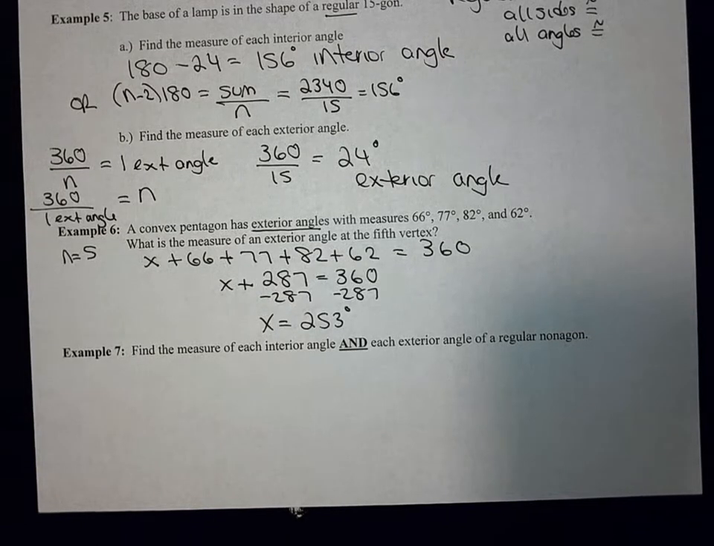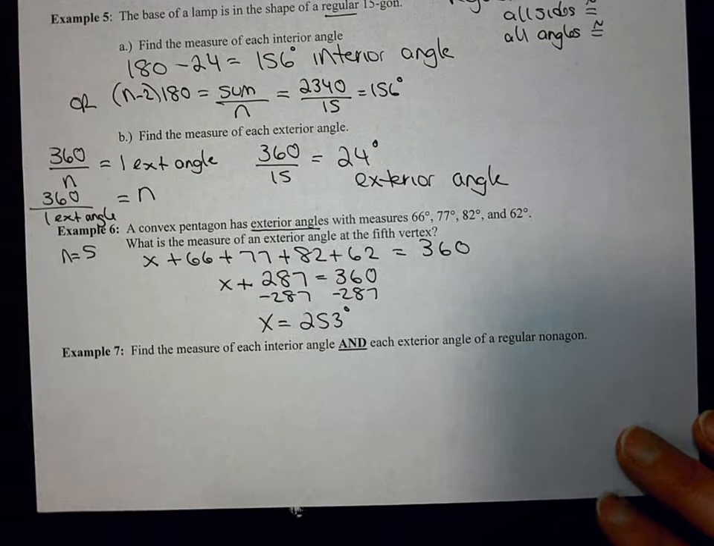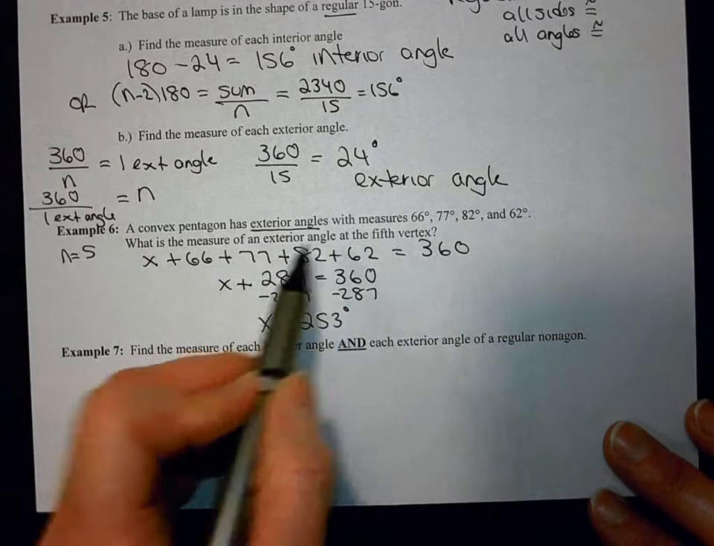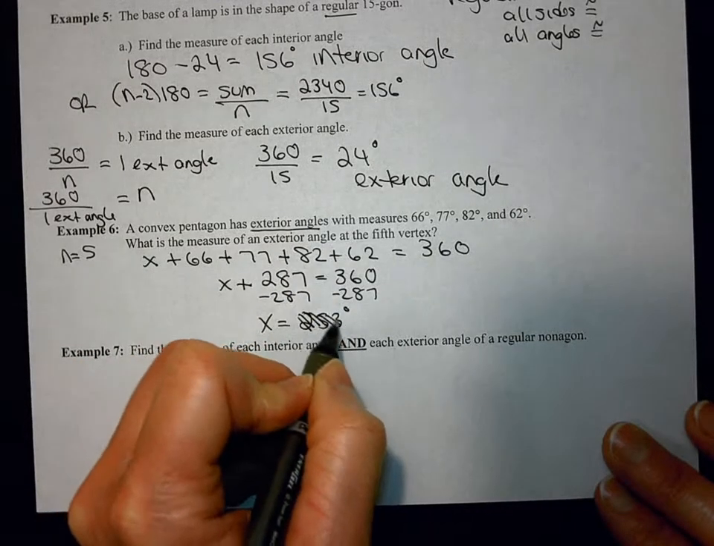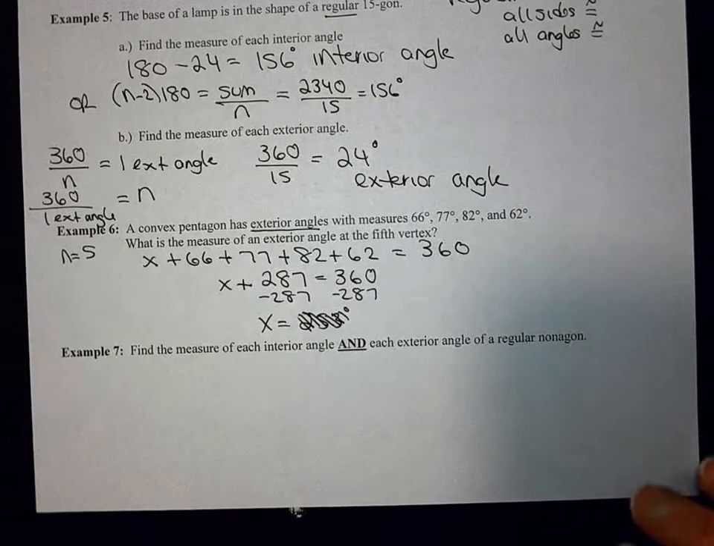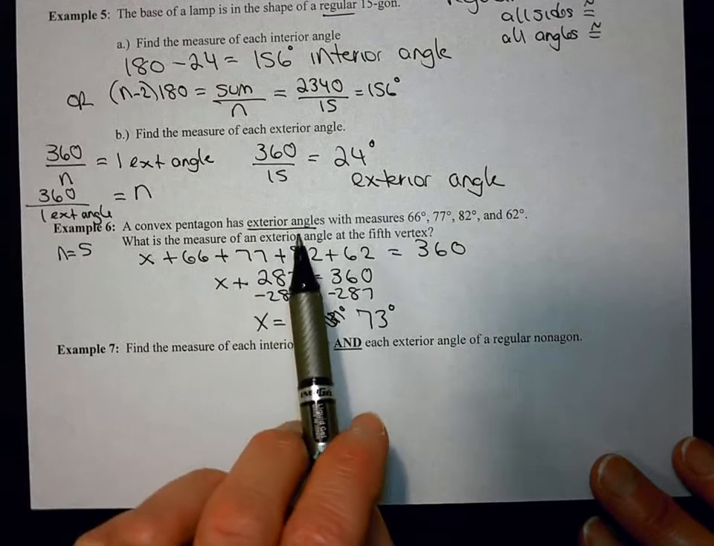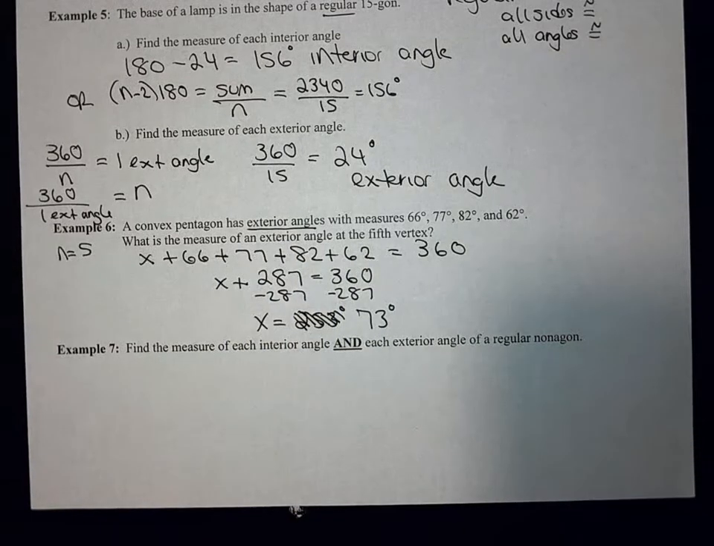Seems a little big. Did I make a math mistake? Let's see. 360 minus 287 is 73. Okay, sorry, I was looking at the wrong problem here. We're doing exterior angles, so whoops, sorry, I'm going to change that. 360 minus 287 is only 73 degrees. So we have angles of 66, 77, 82, 62, and 73. If you add all those up, they should equal 360. So let's just check that. 73 plus 66 plus 77 plus 82 plus 62 is 360.